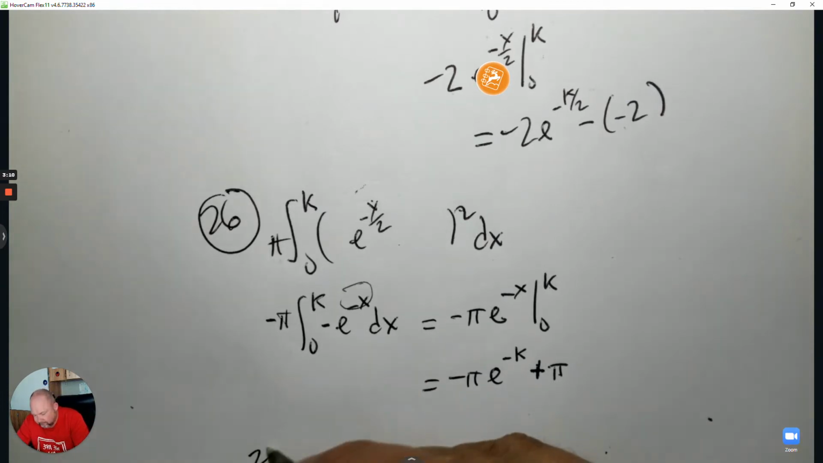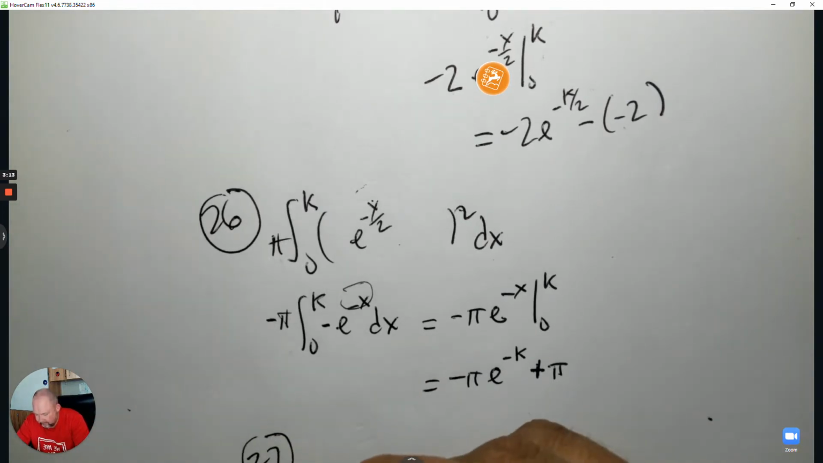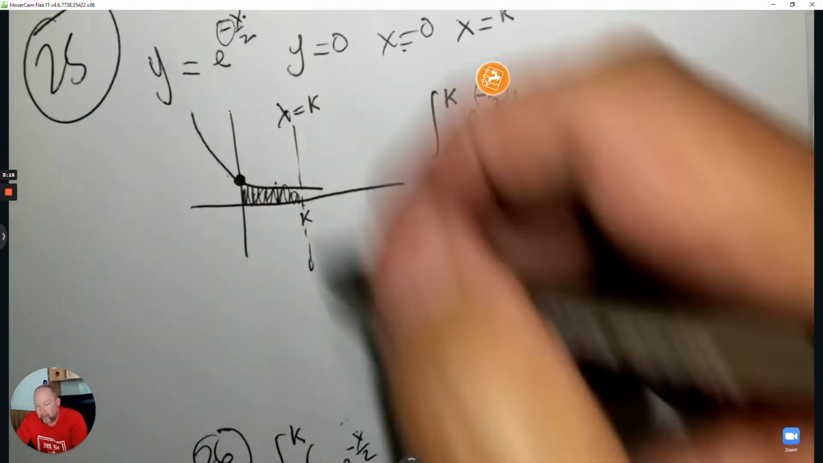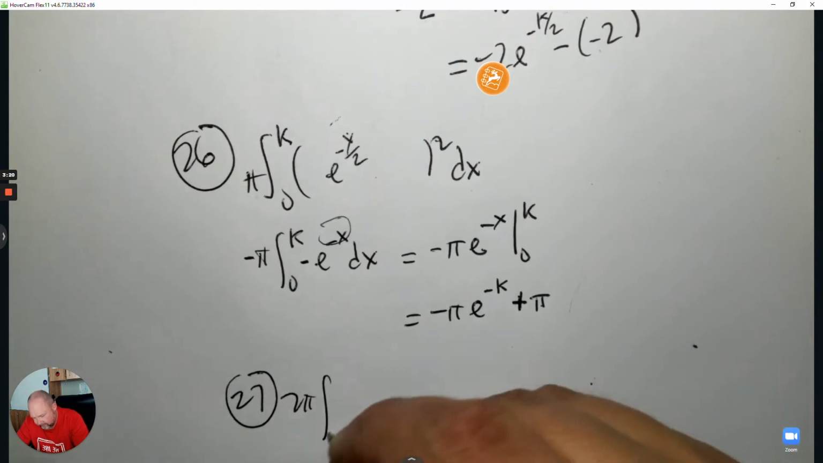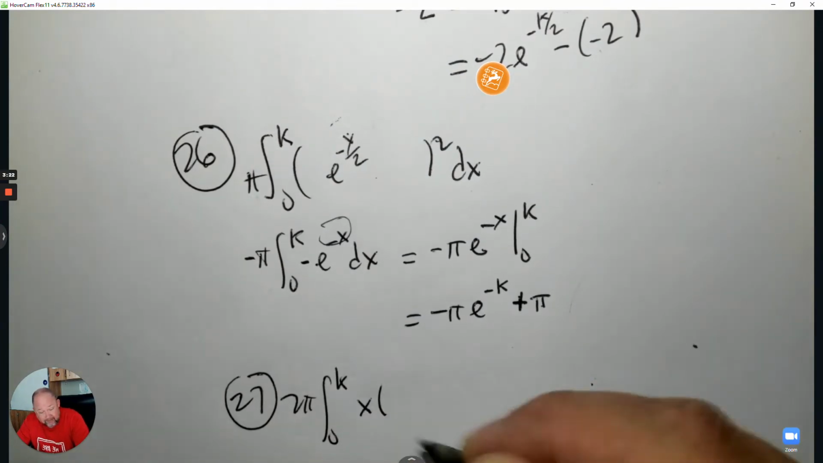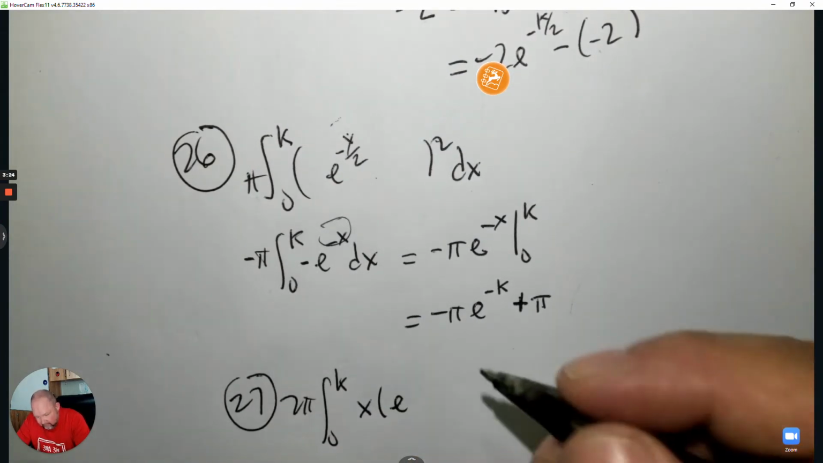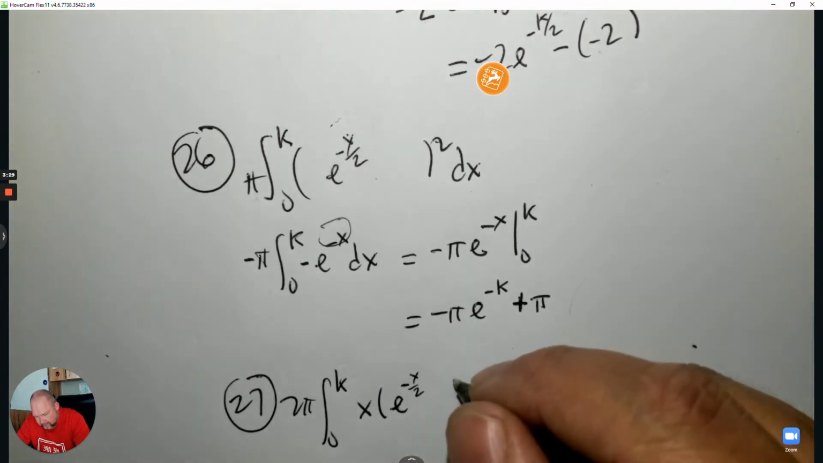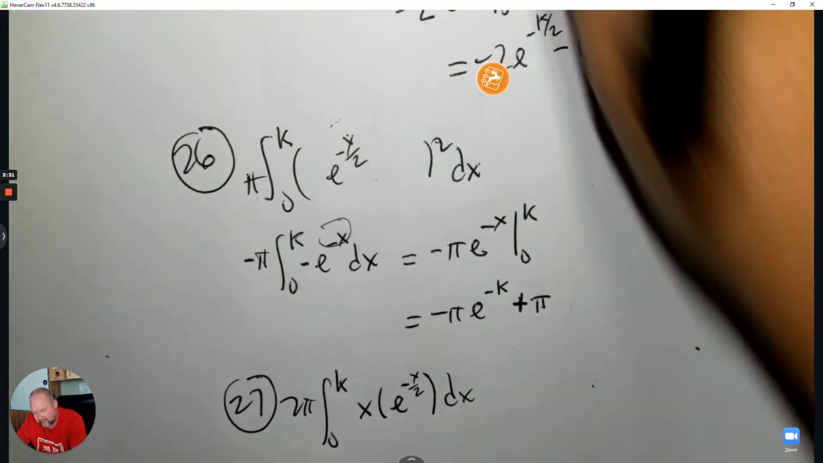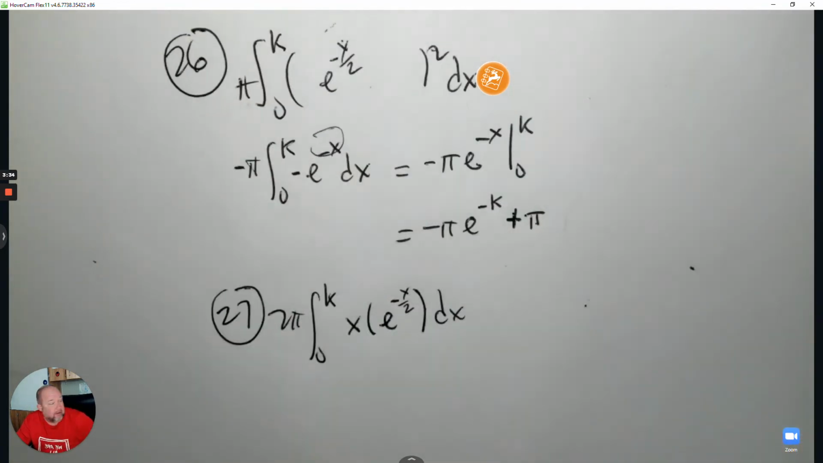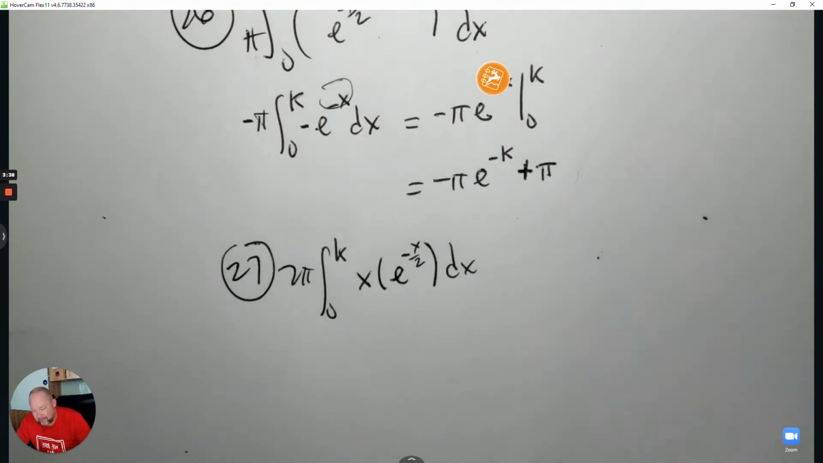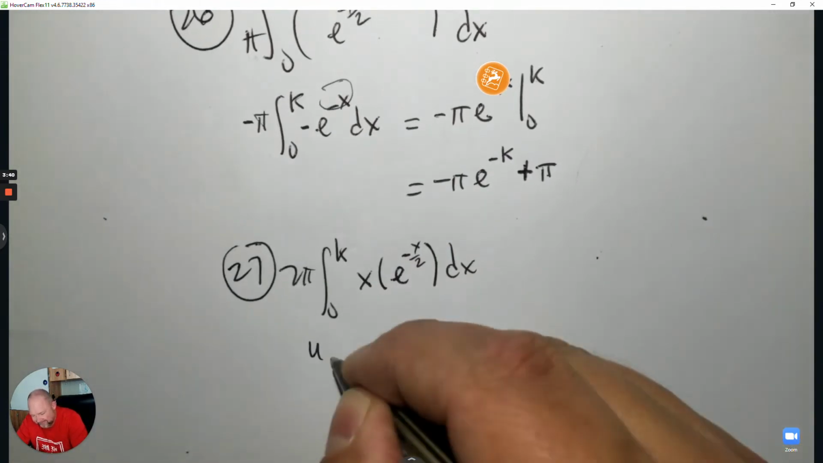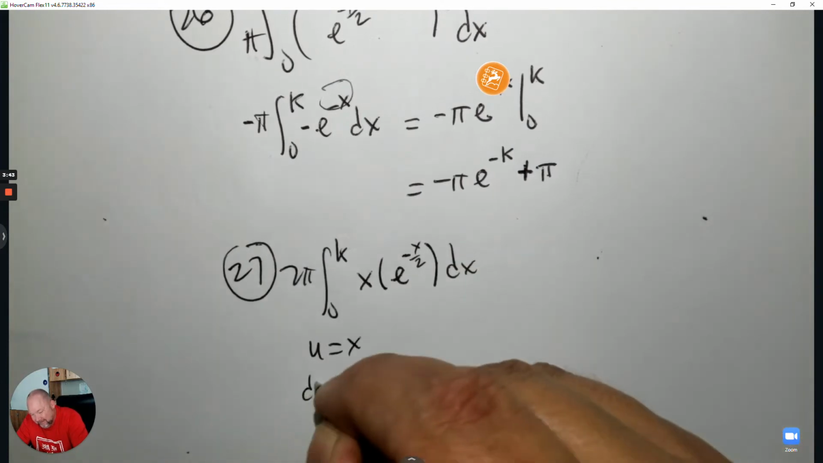27. If we go about the y-axis, this is going to be the shell method. The radius is just the x-coordinate, and the height is the function, which is e to the exponent negative x over 2. You know what we're going to have to do here. So we're going to do it by parts, aren't we? Yeah. So we got to integrate this by parts. I'm really excited. We got to do this.